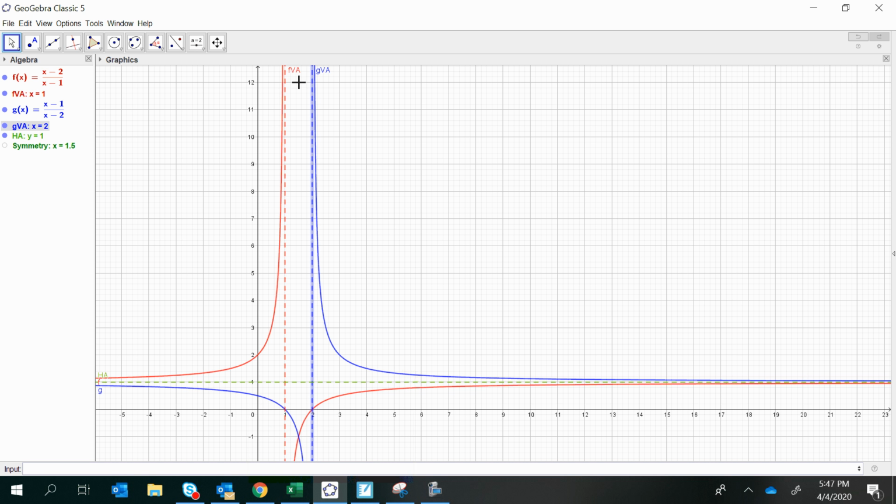And the red stays below its horizontal axis anytime it's to the right of its vertical asymptote, while the blue stays above the horizontal asymptote when it's to the right of its vertical asymptote. So let's see how the behavior is different on each one of these. So let's start by looking at the red.